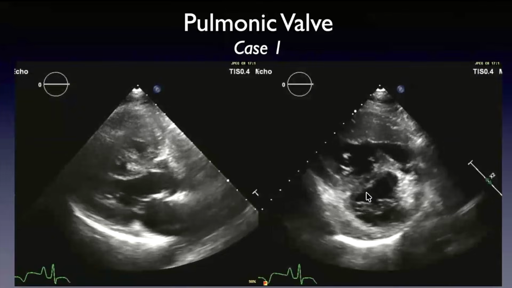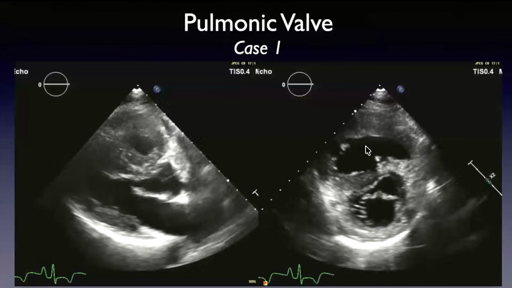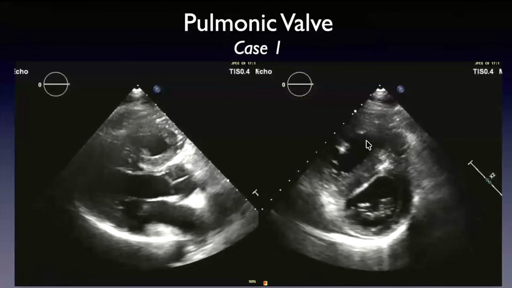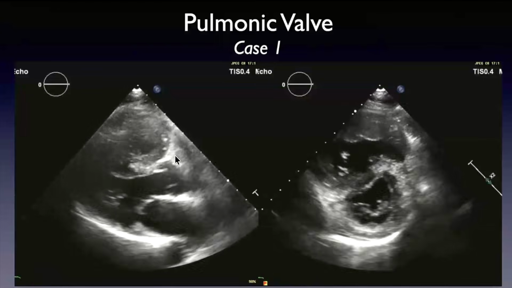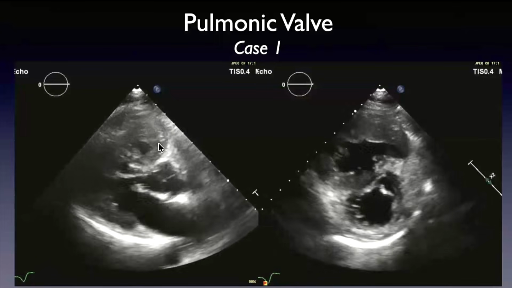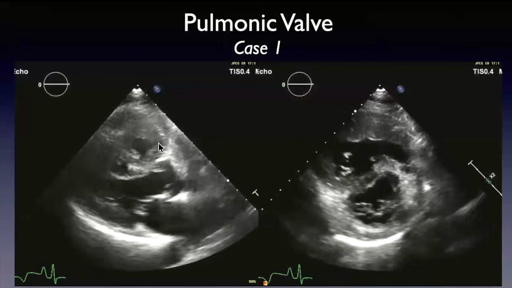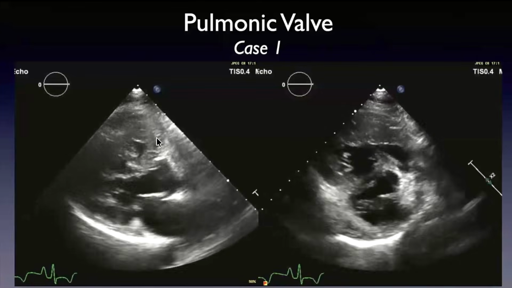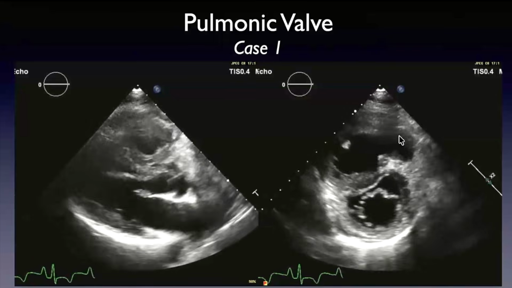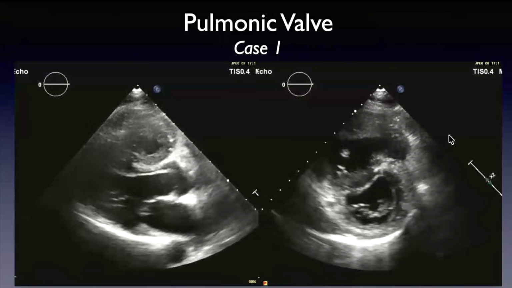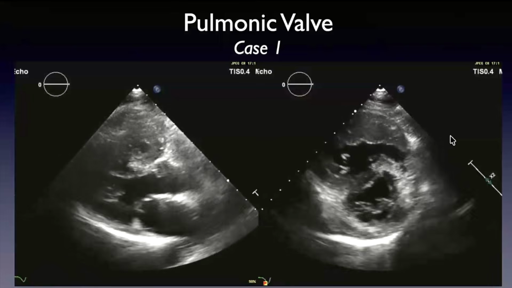And what's that? RVH. You can see how thick the RV walls are. That's a good example, right? You can see here the RV outflow tract view. Clearly severe right ventricular hypertrophy.